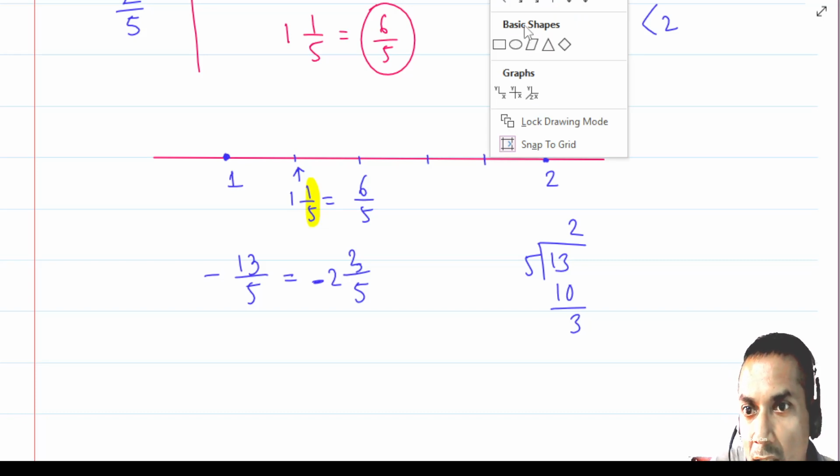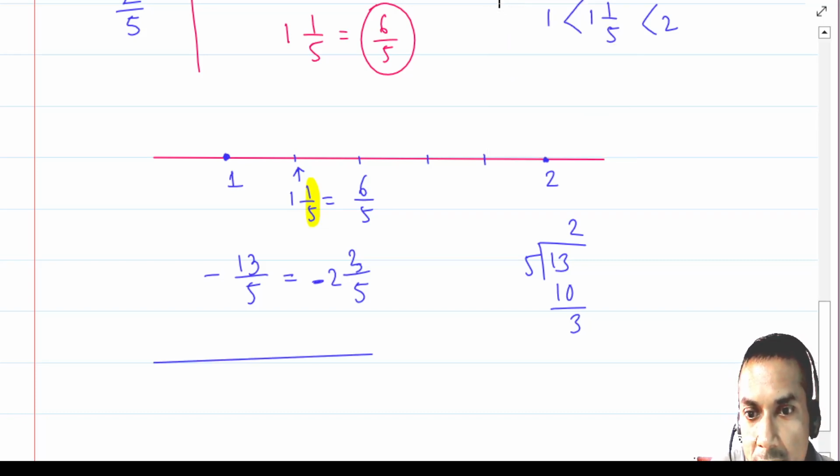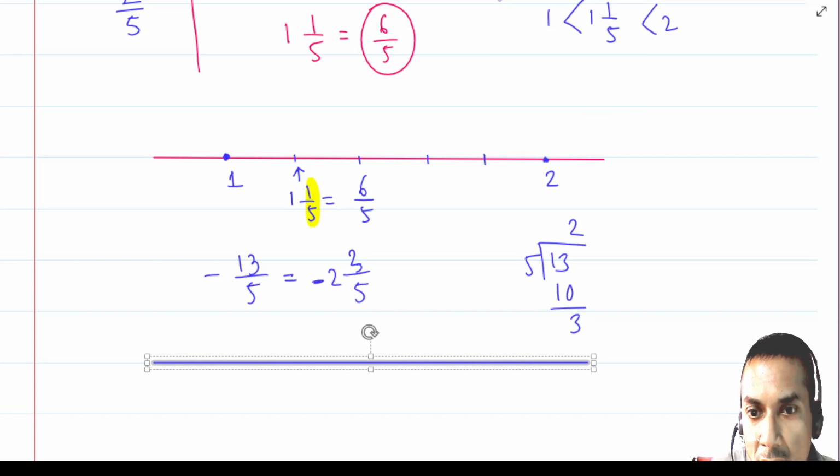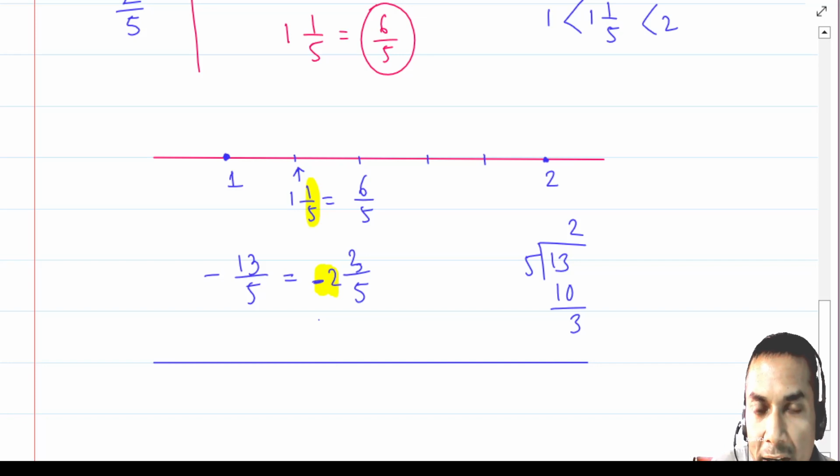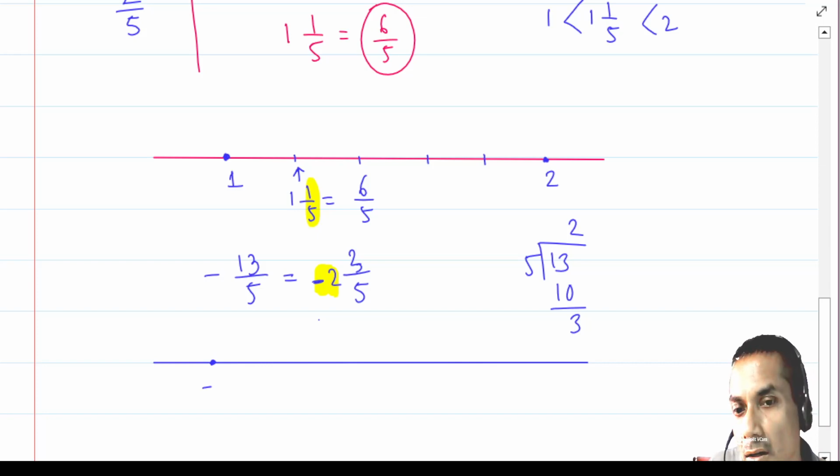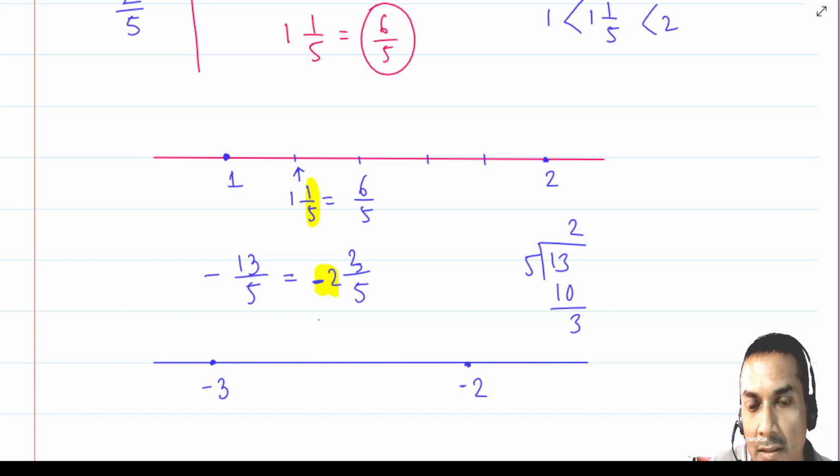So first I have to draw a line. Now think, what is the whole part? The whole part is minus 2. So where does it lie? This lies between minus 3 and minus 2. Why? Because it is less than minus 2. Clear?